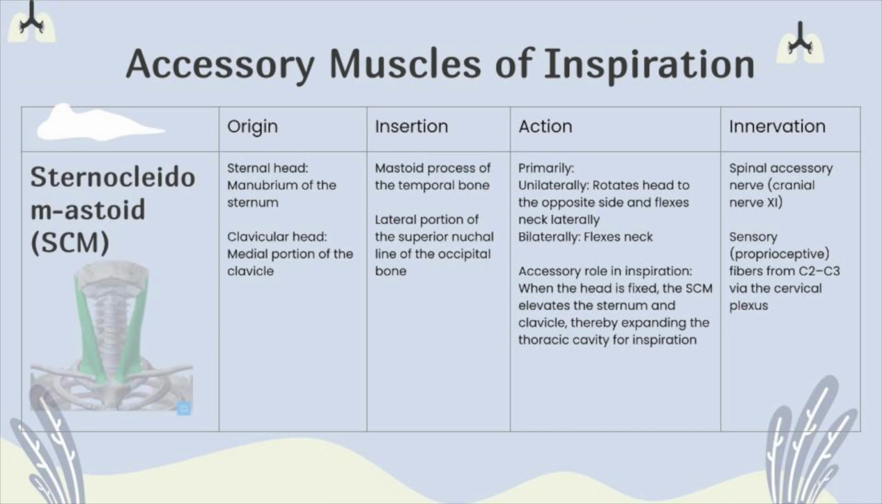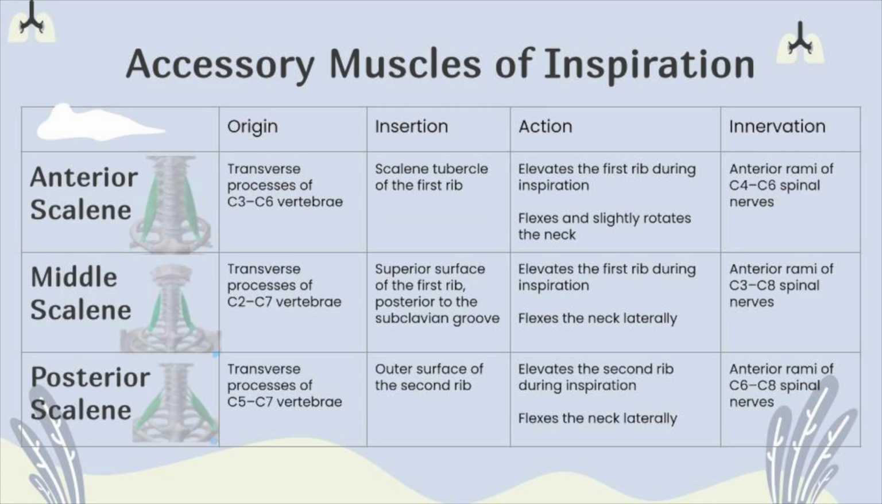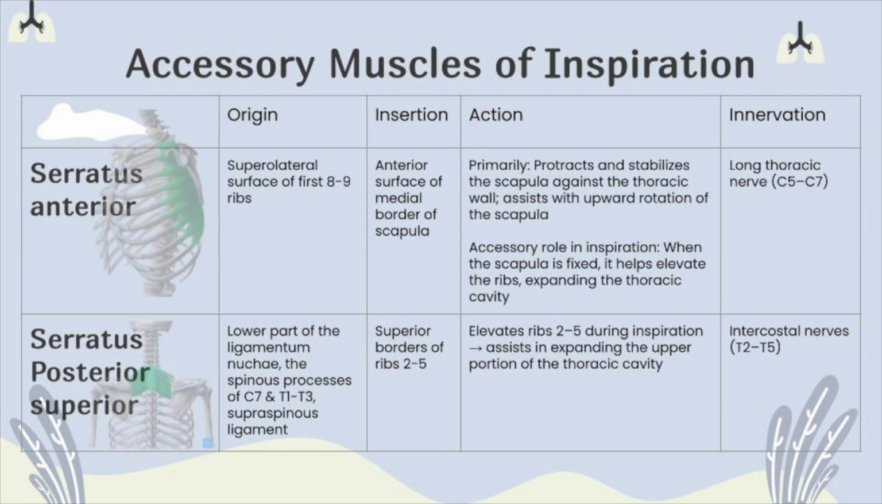This originates from the sternum and clavicle and inserts on the mastoid process. When activated bilaterally, it helps elevate the sternum, increasing upper thoracic expansion. These three muscles originate from the cervical vertebrae and insert into the first two ribs. They stabilize and slightly elevate the first and second ribs during forced inspiration. These assist in lifting the ribs, especially during deep inspiration.